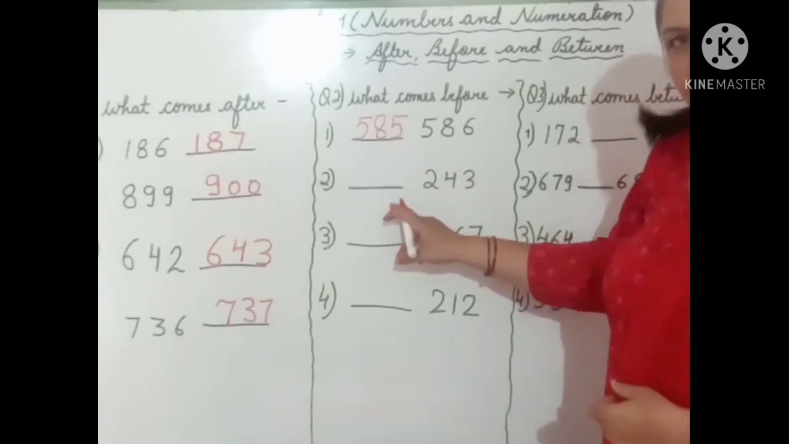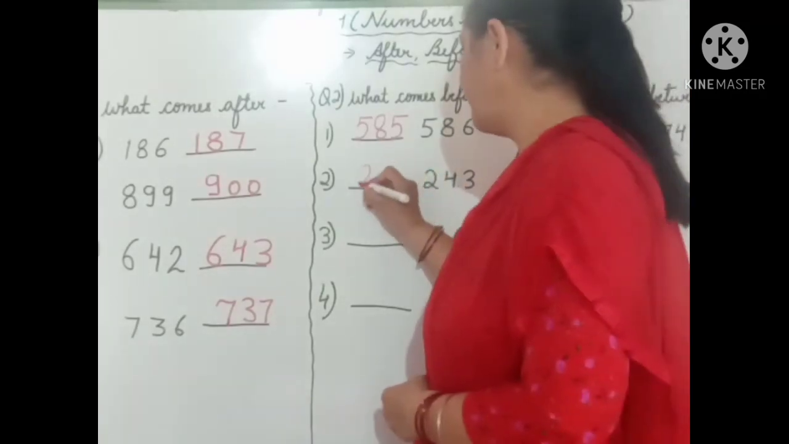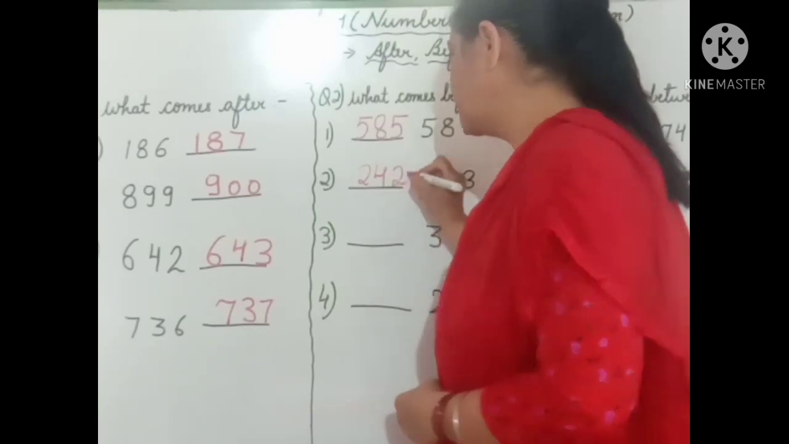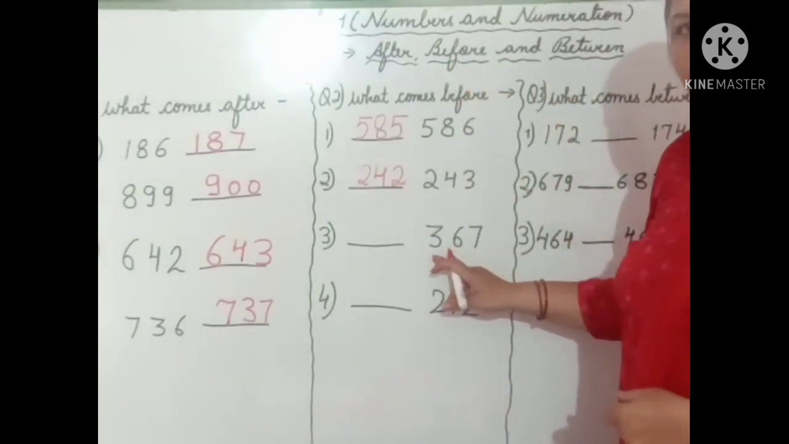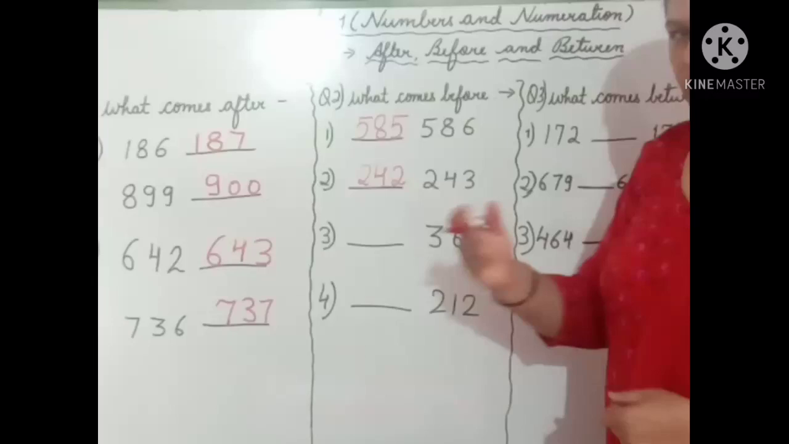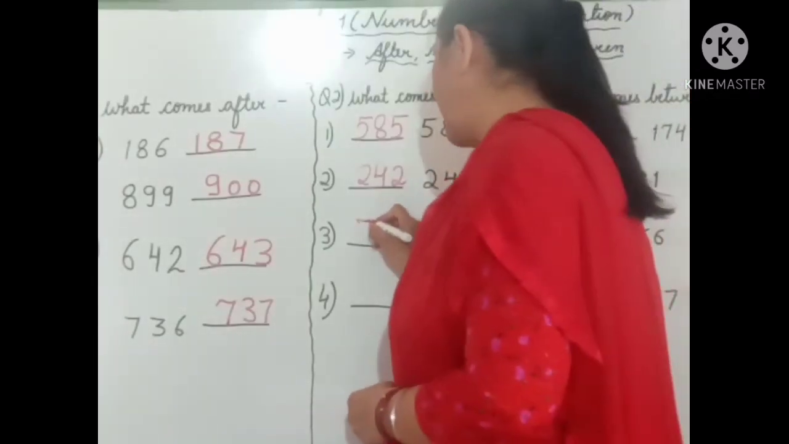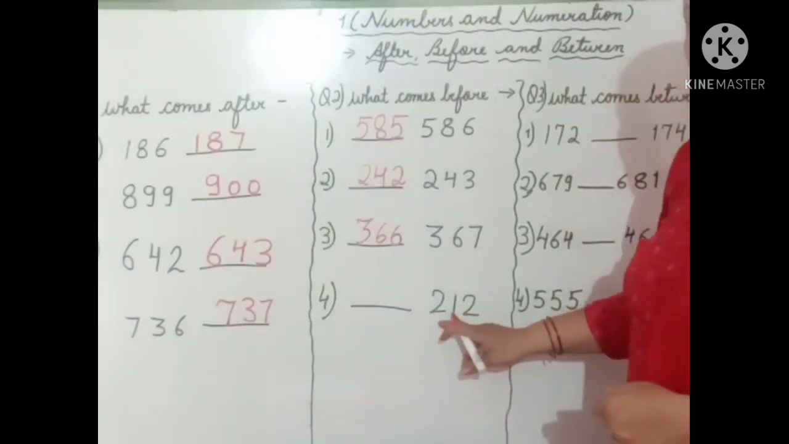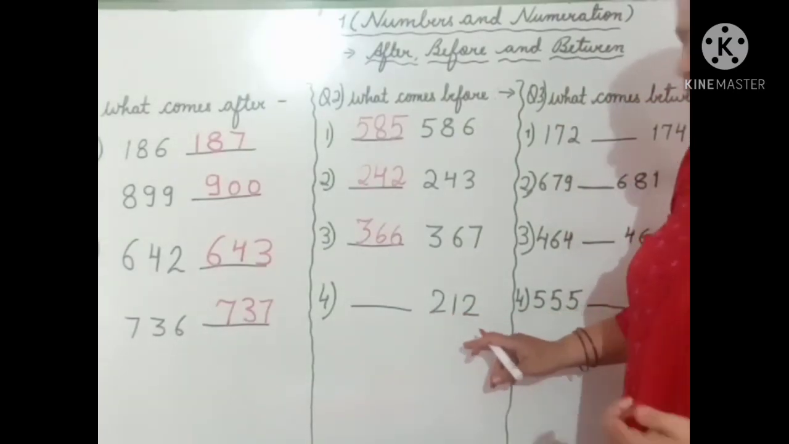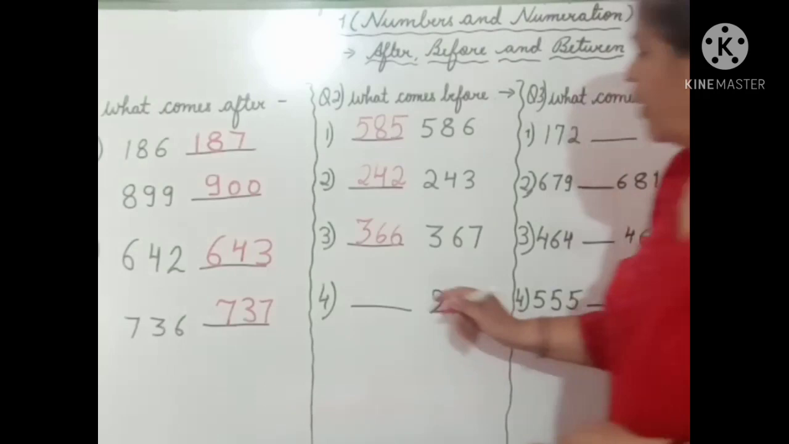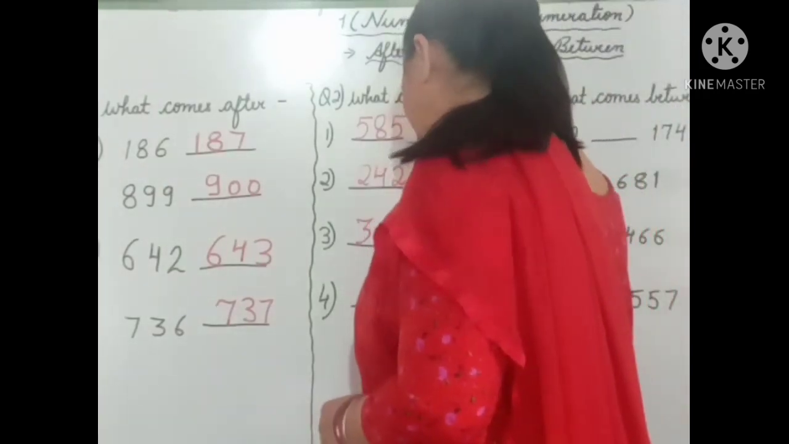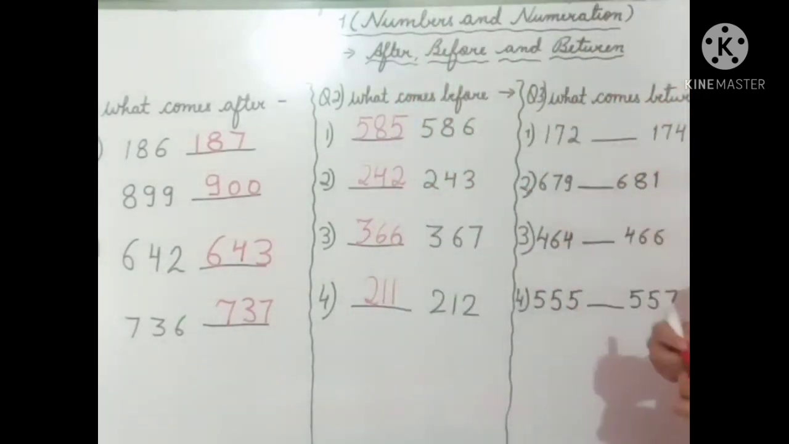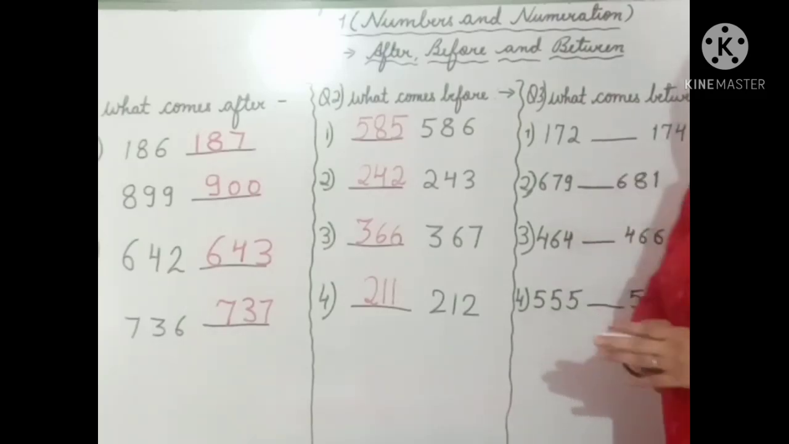Next number is 243. So the previous number is, yes, 242. Next number is 367. So the previous number is 366. Next number is 212. The previous number of 212 is 211. Yes. Now we come to question number 3, that is what comes between.